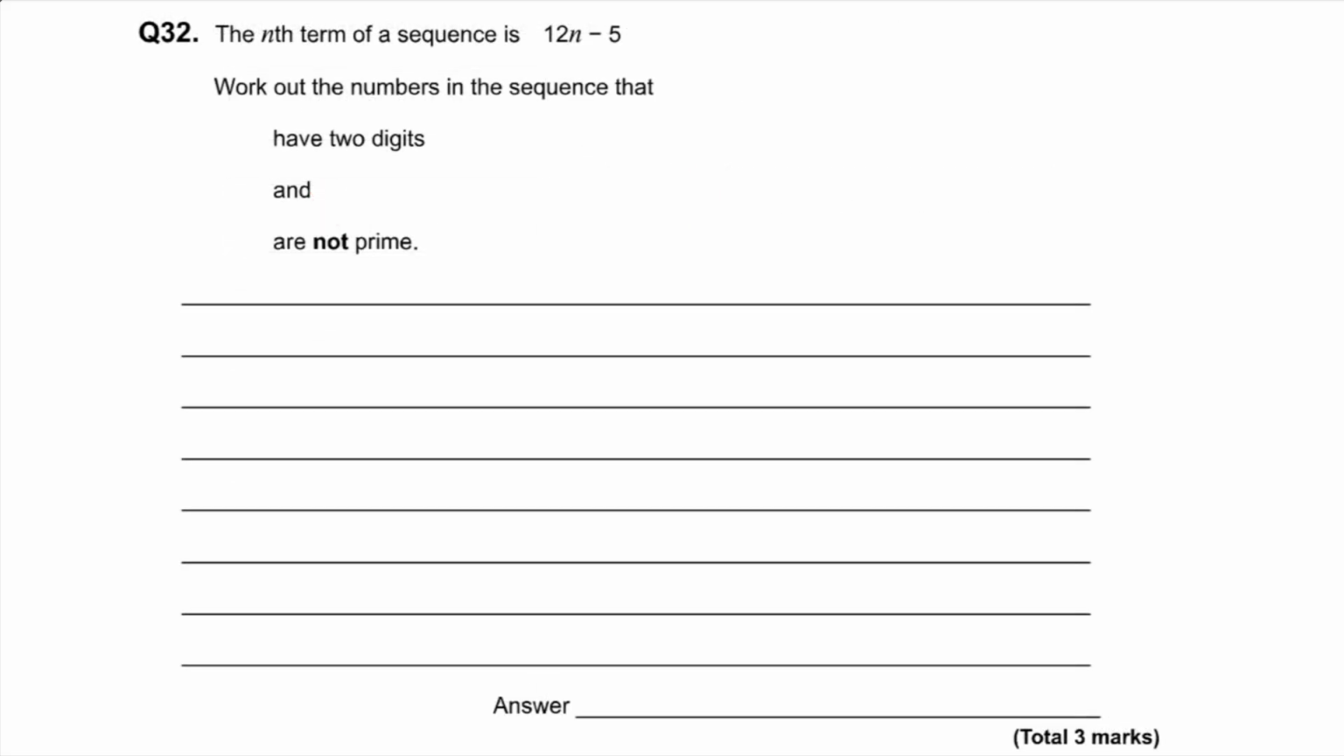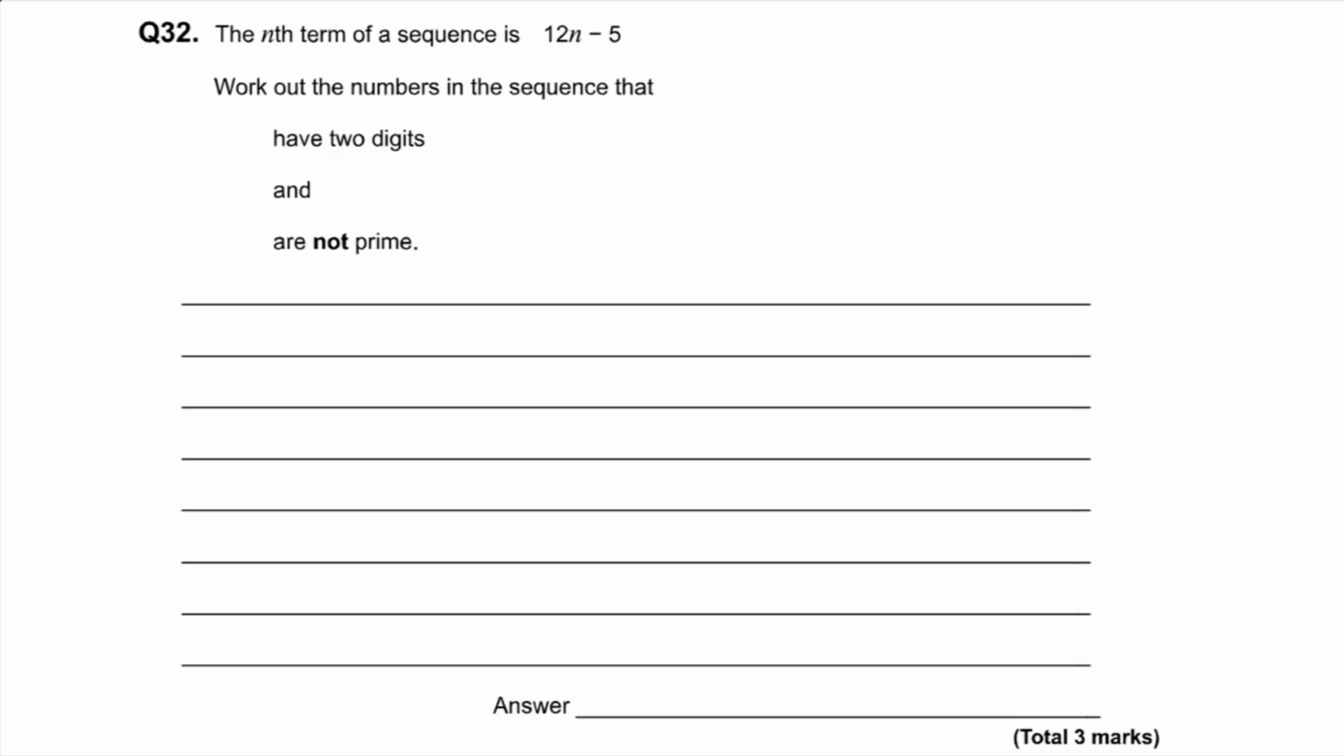Question 32. The nth term of a sequence is 12n minus 5. Work out the numbers in the sequence that have 2 digits and are not prime. I'm just going to have to generate some terms here and look at them.